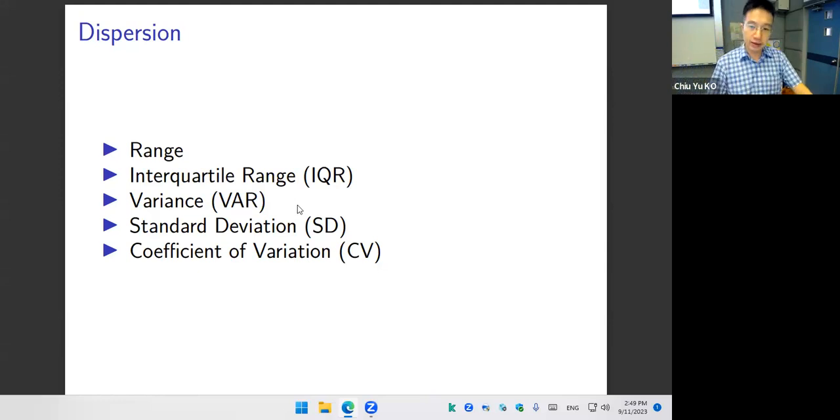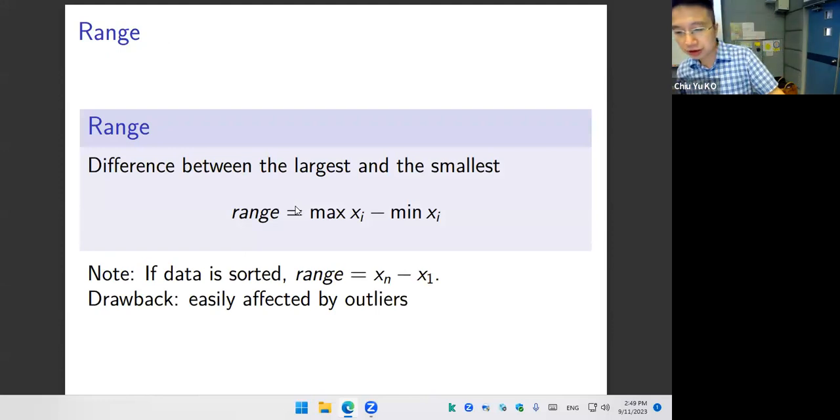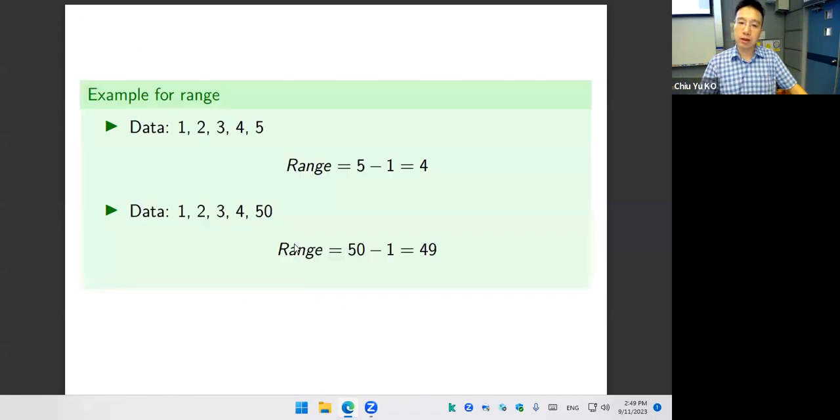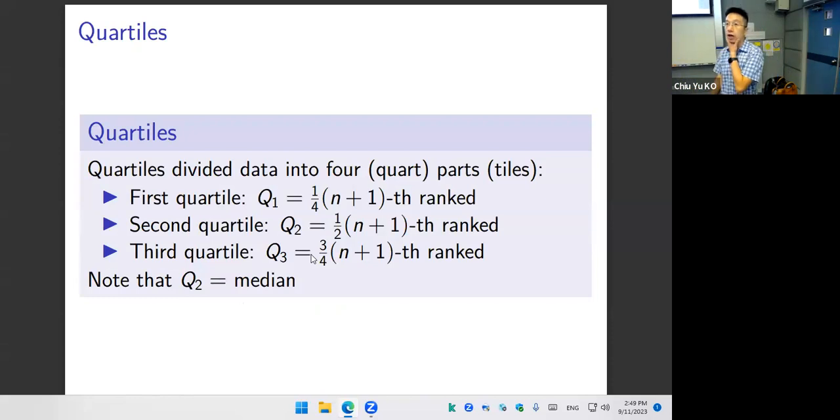Okay. And just to remind you, what's the range, right? Range is the biggest minus the smallest, right? If you order data from smallest to largest, it's xn minus x1, and easily you can see that it's subject to outliers, right? If there's an outlier, then your range will be very large, right? So either you want to winsorize it, or trim it, or consider another one we call the quartile, IQR, quartile, right?